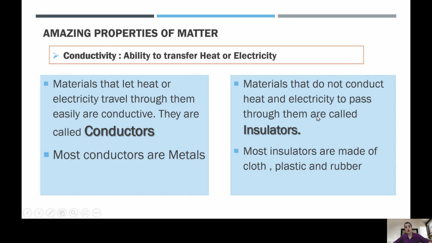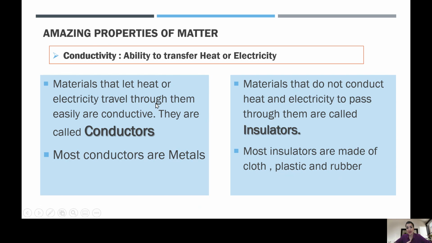So the materials that do not conduct heat and electricity are called insulators, and most of these insulators are cloth, the clothes, for example, and plastic, rubber, okay, and many other examples that do not conduct electricity and heat are called insulators. So we were able to know a new physical property, which is conductivity. Conductivity is the ability to transfer heat and electricity.